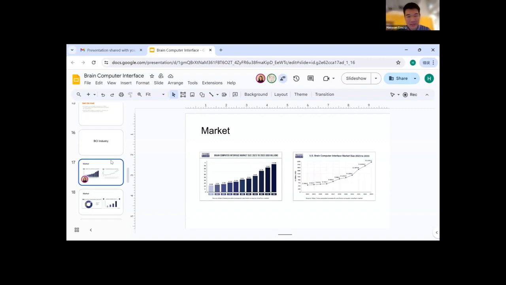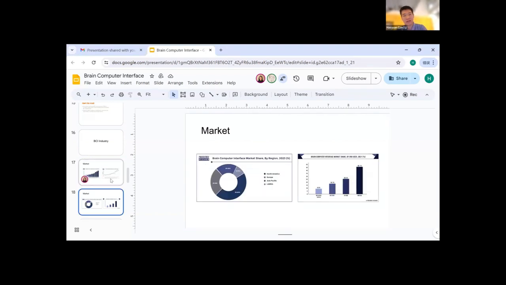So the left figure shows the global market size, and the right figure shows the market size in the United States, and obviously it is a growing market. And for the market share by region, we can see that the vast majority is still in North America, but Asia Pacific is also a fast developing market. And for the market share by end user, the medical user is the majority.